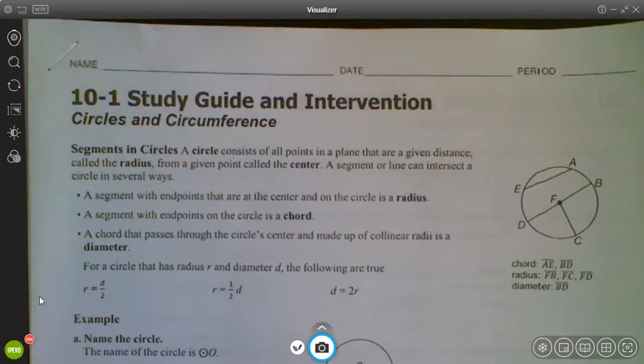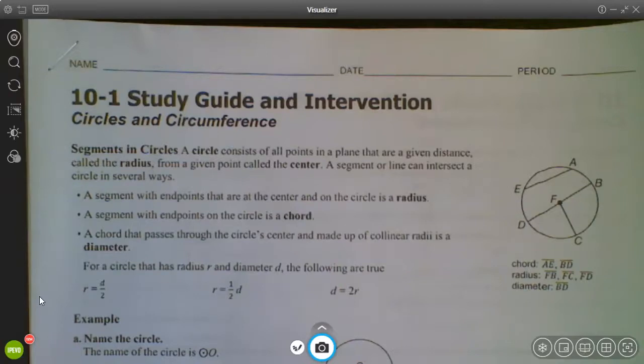DB is a chord. If you look at DB, obviously it's the diameter, but it also fits the description of a chord. A chord is a broader term for any segment that goes from one point on the circle to another point on the circle. It doesn't have to pass through the center. So a diameter is a very specific type of chord. It is still a chord. In fact, the diameter is always the largest chord within the circle because it passes through the center.